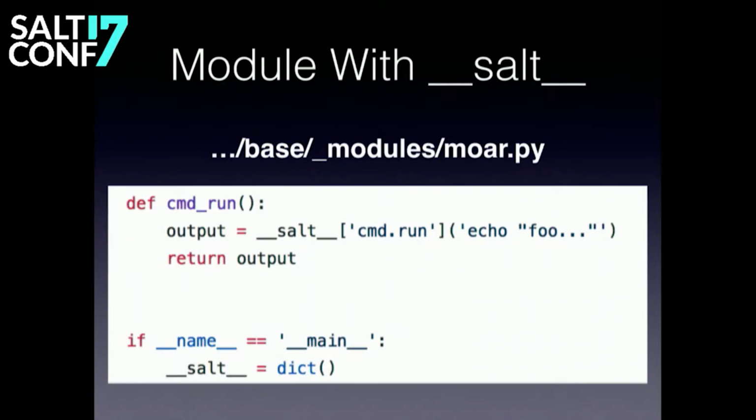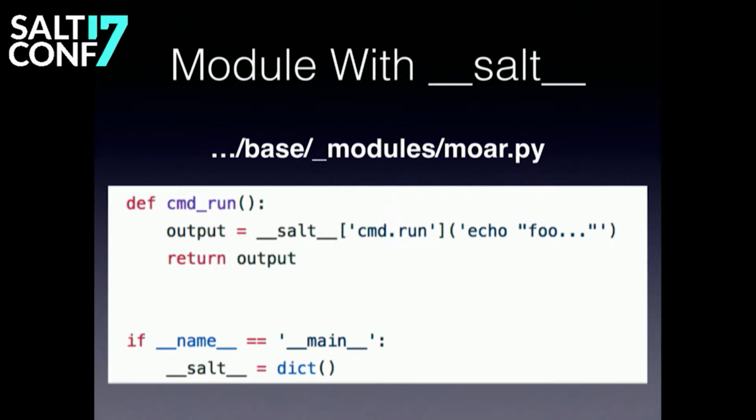Now, what happens when you want something a little bit more complicated? If you're using Salt, hopefully you're cross-calling to all the other modules. This is one of the real powers of Salt. So you call dunder salt command.run. Again, very, very simple. Echo foo. It doesn't get much simpler than that. And you return the output.